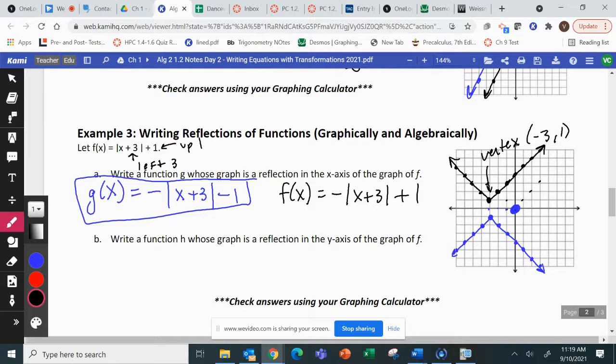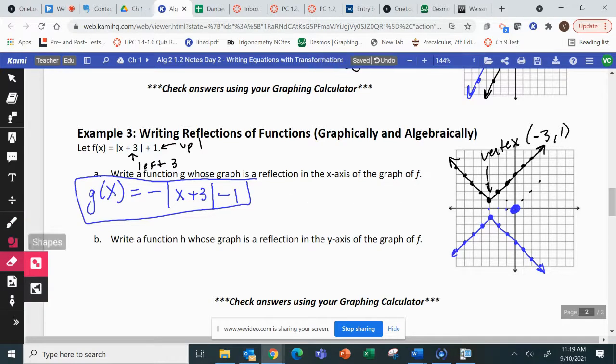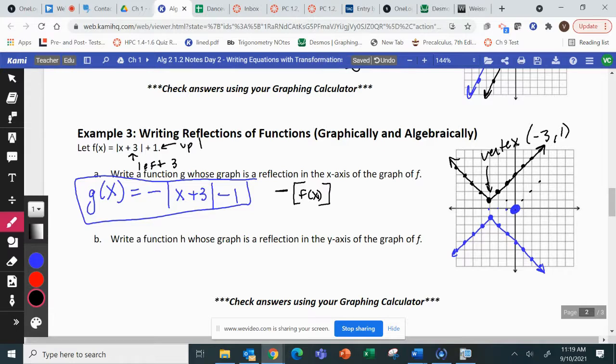So when we do a reflection in the x-axis, we are reflecting the entire function, right? That's what we did on the graph. We took the entire function and reflected it. So when I do that to my equation, the original f equation, I have to put a negative sign in front of the entire absolute value of x plus 3, closed absolute value, plus 1. So I'm reflecting that entire original equation. That's how it's going to turn to g of x.